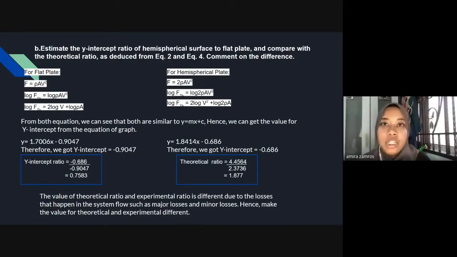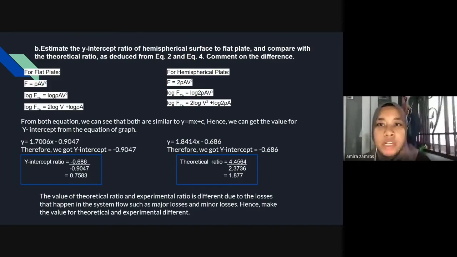Okay, so for the second question, which is to estimate the y-intercept ratio of the hemispherical surface to the flat plate and compare with the theoretical ratio. For the flat plate and hemispherical plate, the formula for F is different. For the flat plate, F equals rho AV squared, while for the hemispherical plate, F equals 2 rho AV squared.